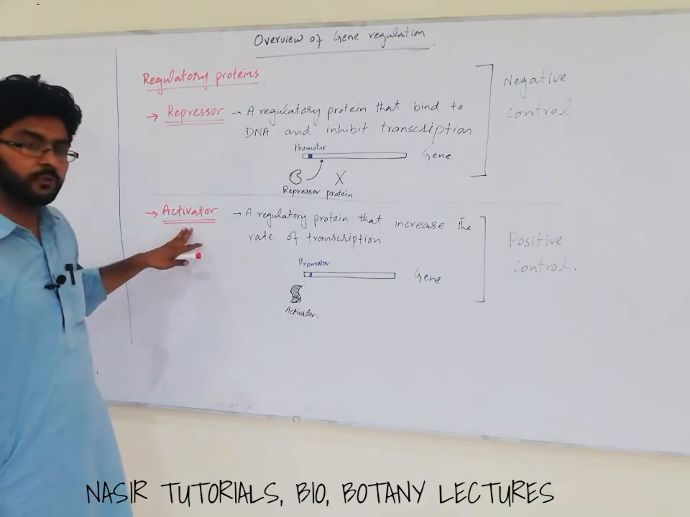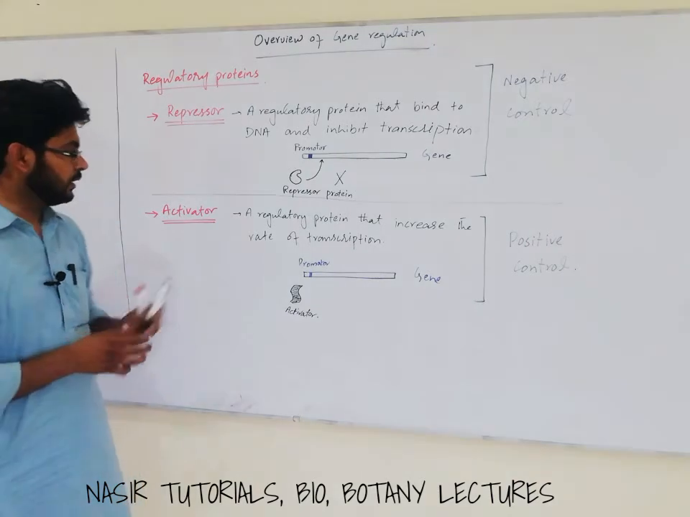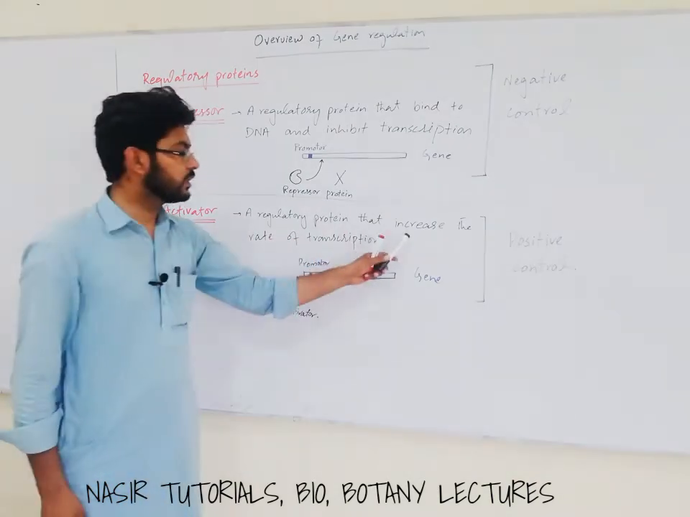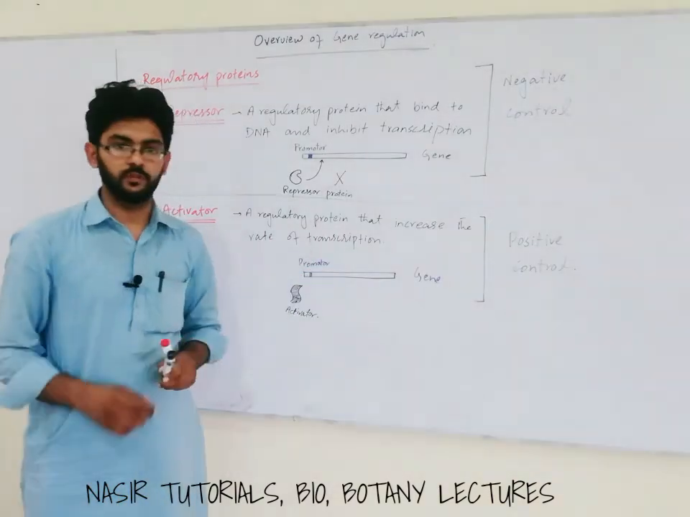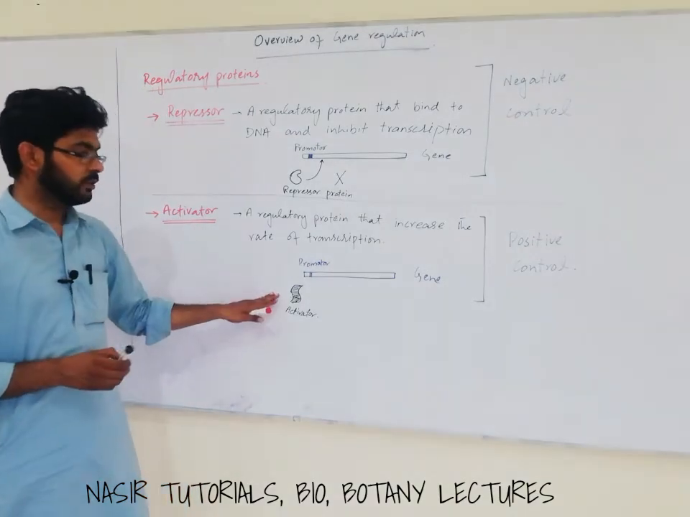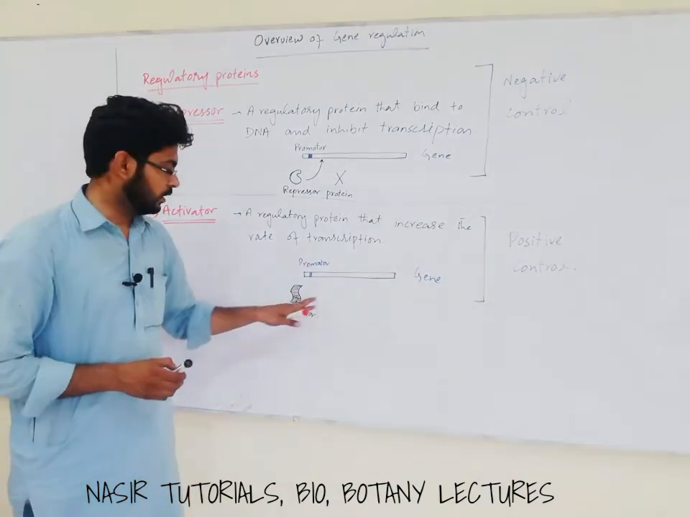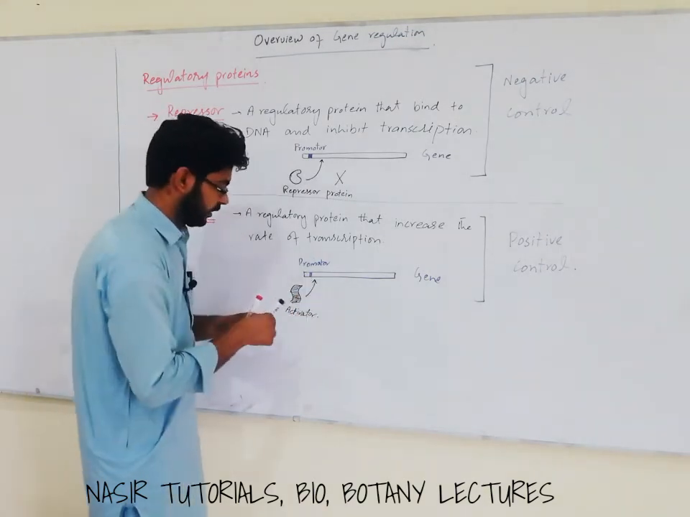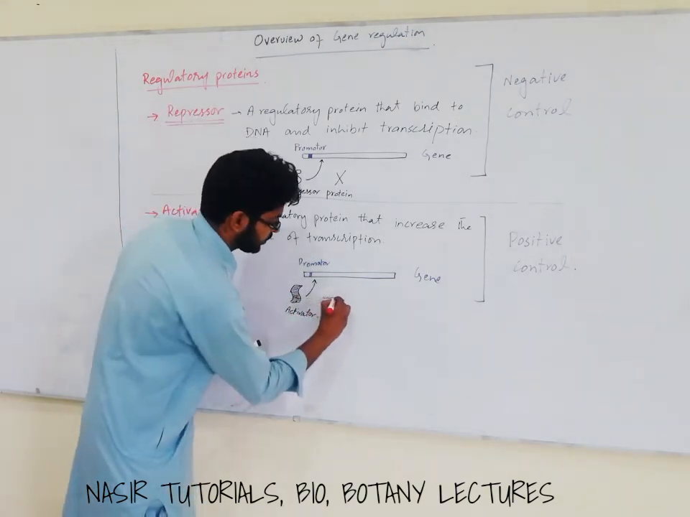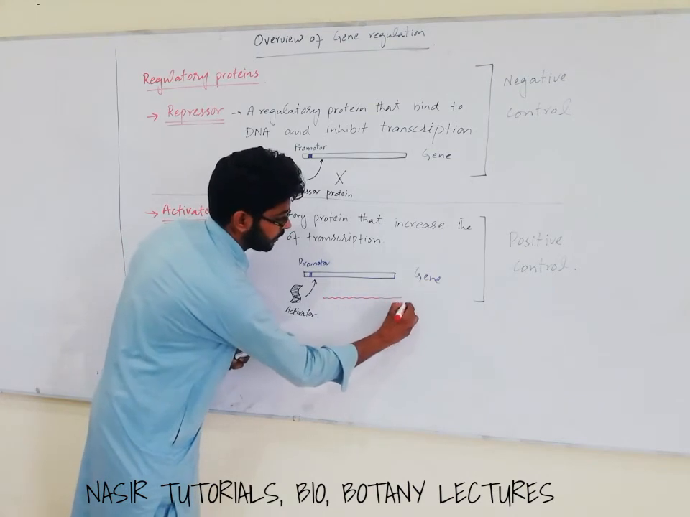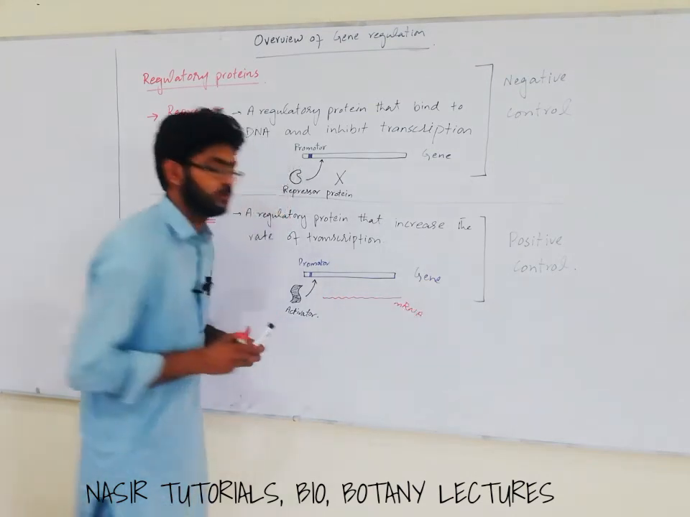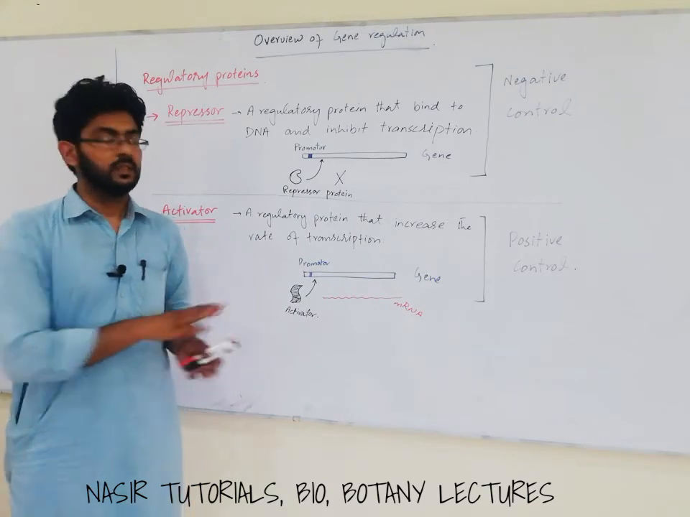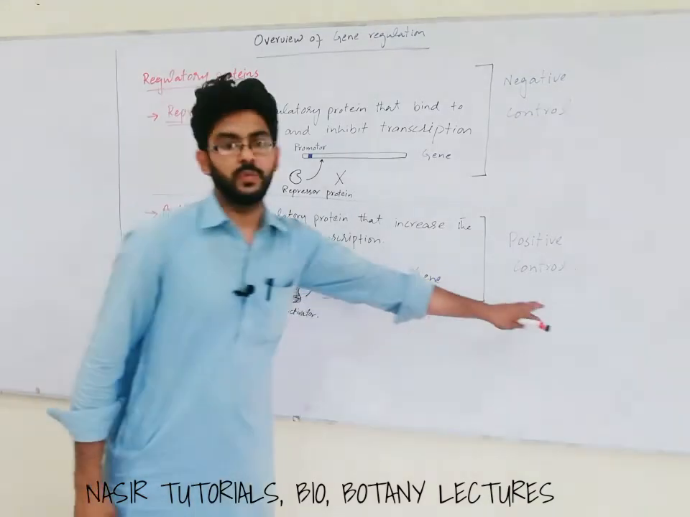The second regulatory protein is the activator protein. This is a regulatory protein that increases the rate of transcription. When this activator protein binds to the promoter region of the gene, the gene starts transcription and starts to synthesize messenger RNA. This control is called positive control.